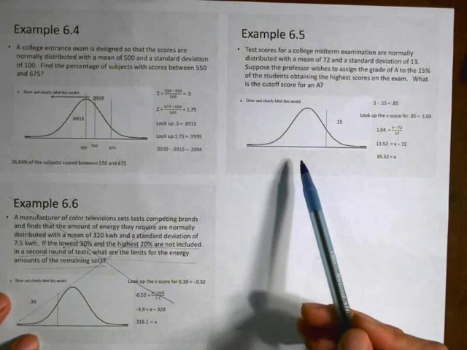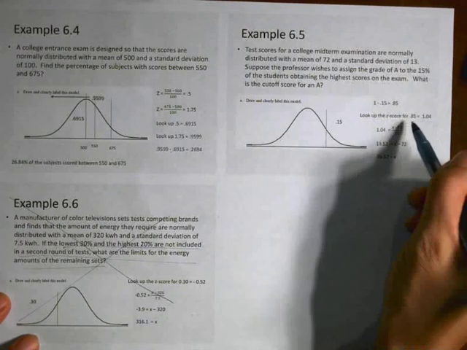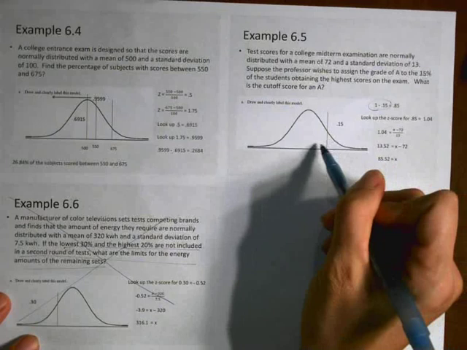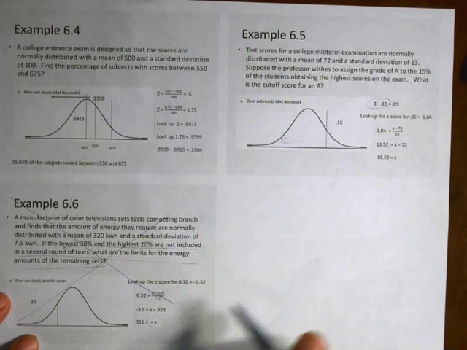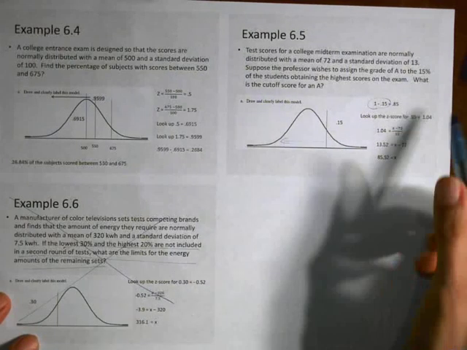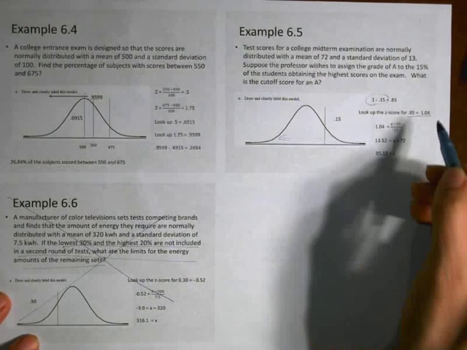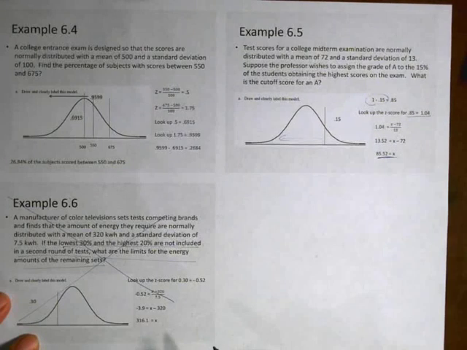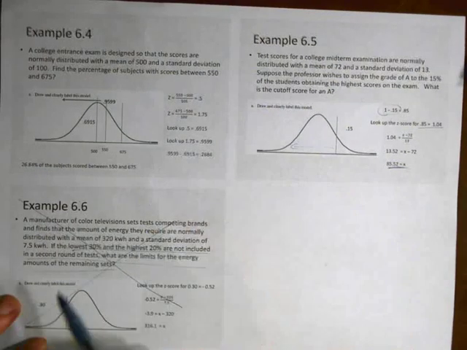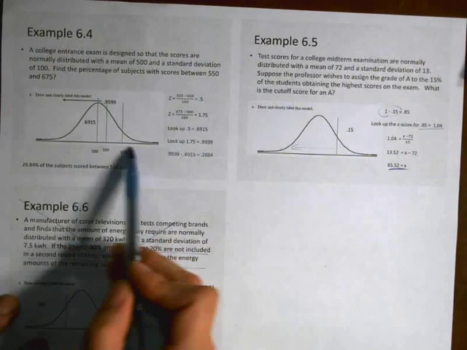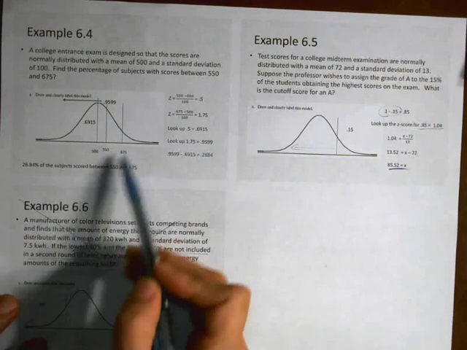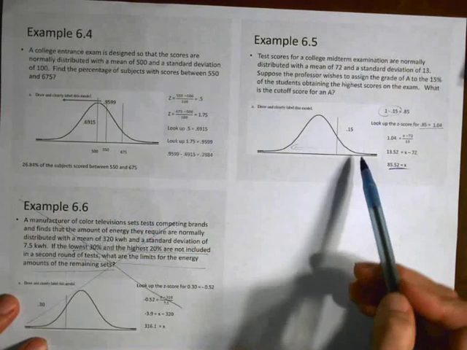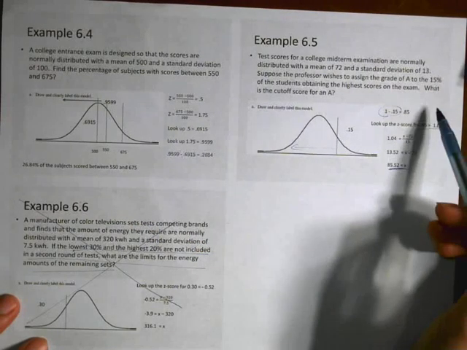Here's another one that says test scores are normally distributed with a mean of 72 and a standard deviation of 13, and we want to assign an A to the top 15% of the students. So we are looking for a z-score where the area to the left of the curve is 85%, so that we can assign the top 15% of the students that A. So we looked for the z-score for 0.85 and then backed out what score that z-score should represent, and it was an 85.52.